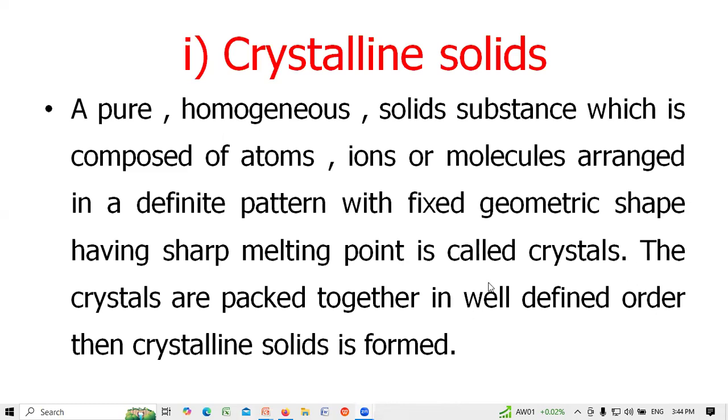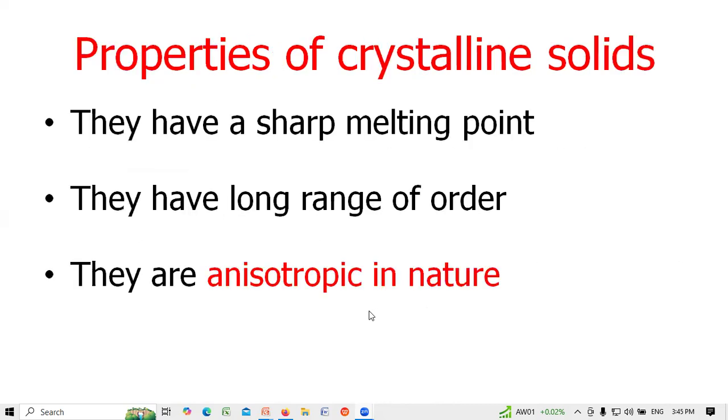Crystalline solids are pure homogeneous solid substances composed of atoms, ions, or molecules arranged in a definite pattern with a fixed geometric shape and a sharp melting point, and are called crystals. When the crystals are packed together in a well-defined order, a crystalline solid is formed.